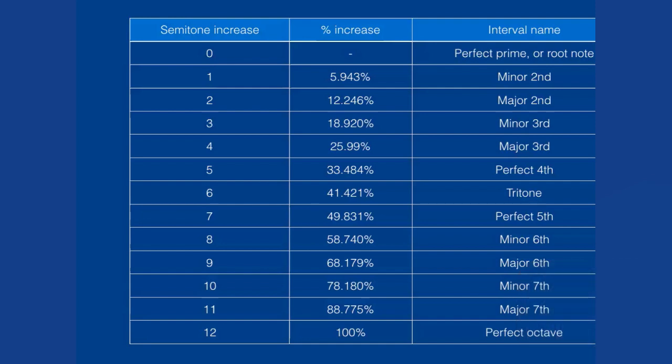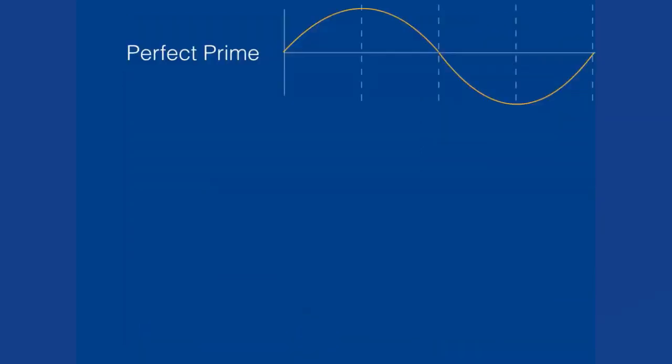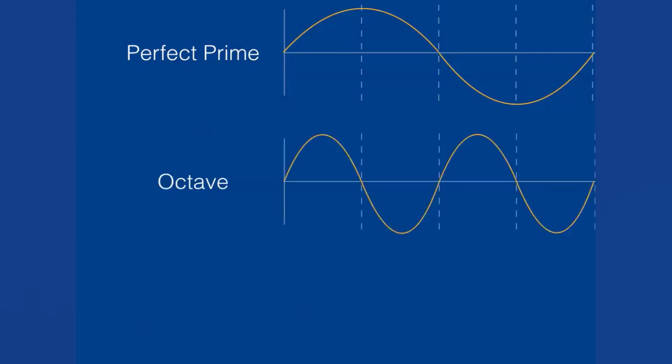The mathematical reason why that happens is if you look at the 7th semitone increase here, you can see that the percentage increase is very, very close to 50%, within less than 2/10 of a percentage point. So what that means is the waveforms cross over each other. So this would be the perfect prime, which would be the root note. This would be the wave of the octave, the sine wave that I was talking about.